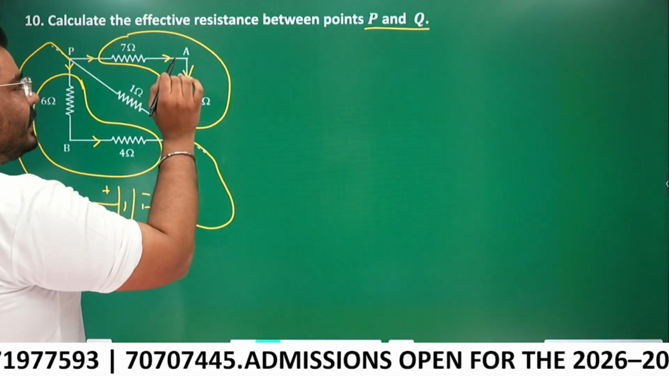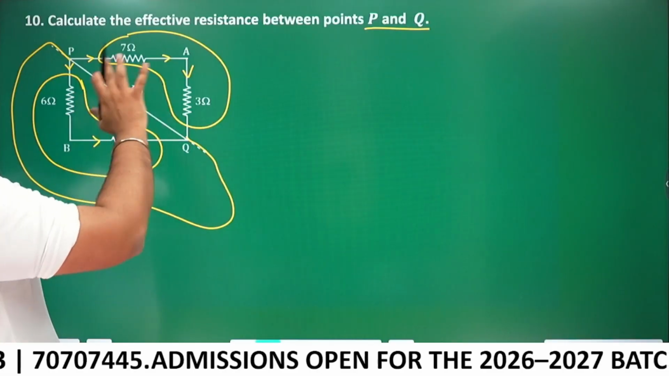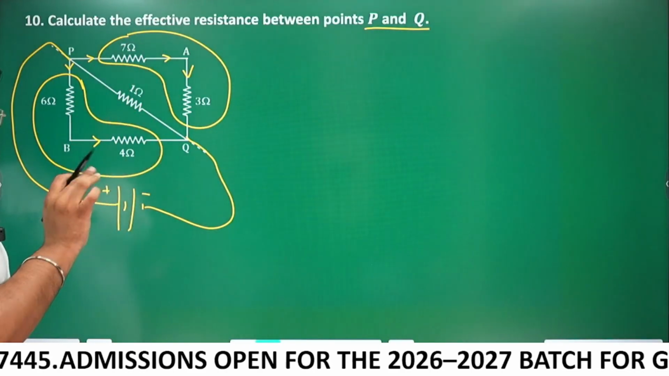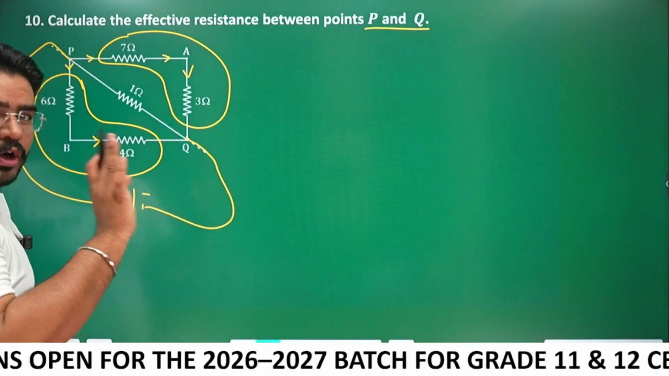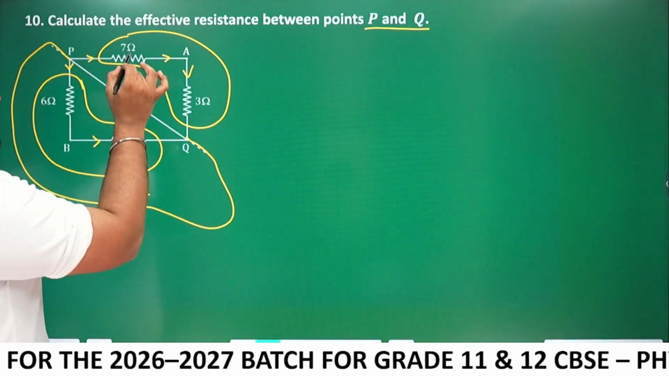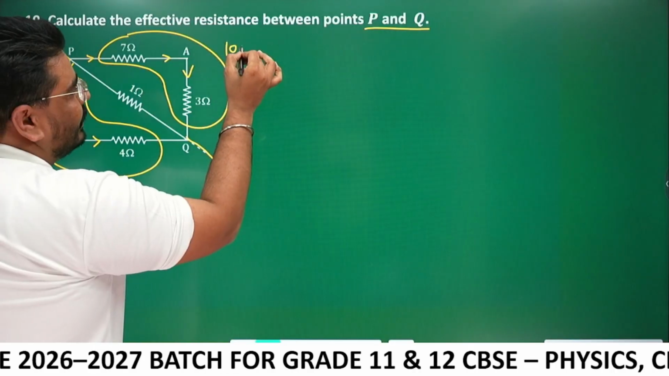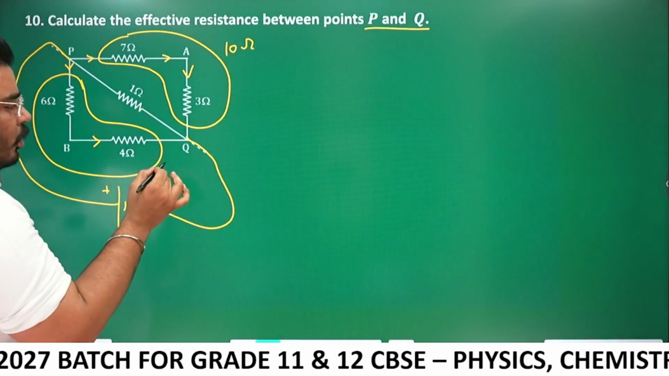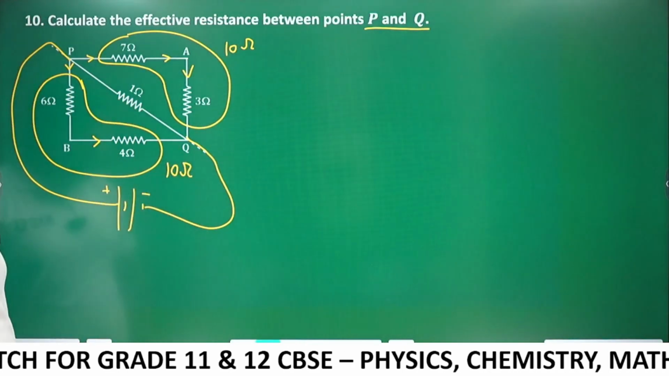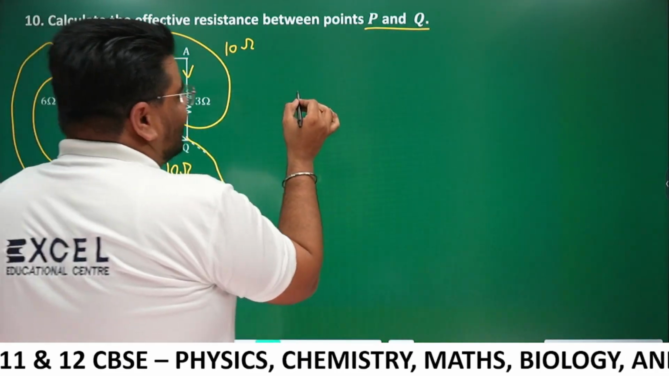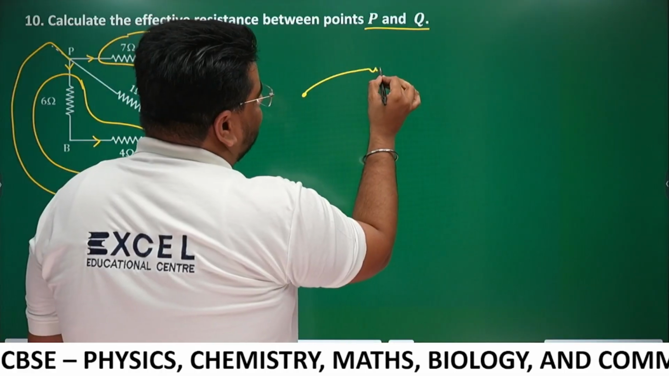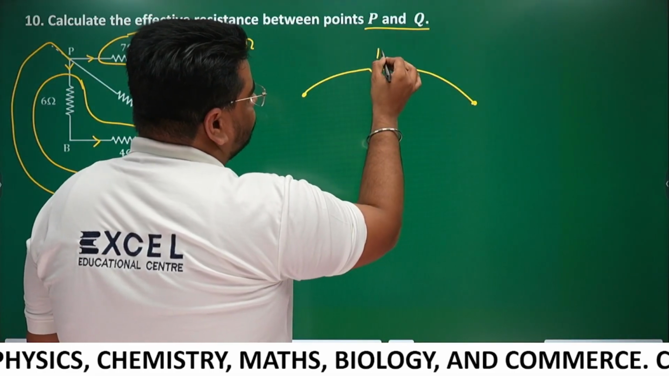First do one thing. Take baby steps. Don't try to grab everything in one go. Bite by bite. We don't do that. One by one. Sir, 7 plus 3, 10 ohm. Sir, 6 plus 4, 10 ohm. Done. Now I can say that basically one of them is 10 ohm connected to P.